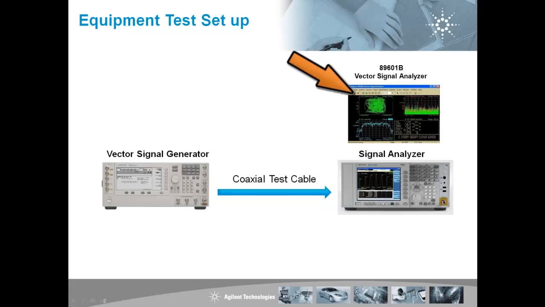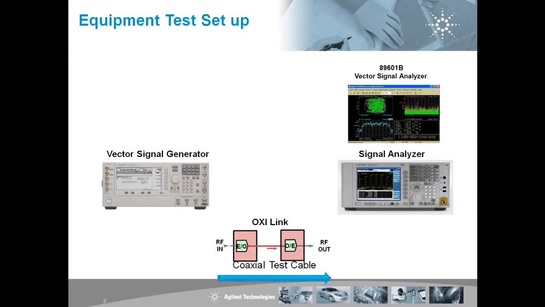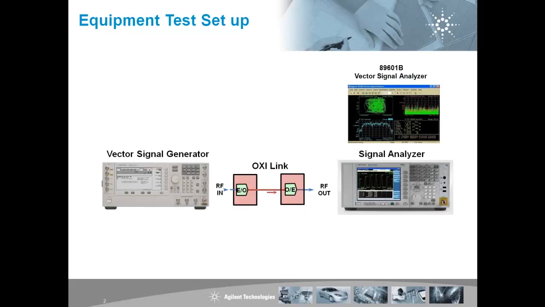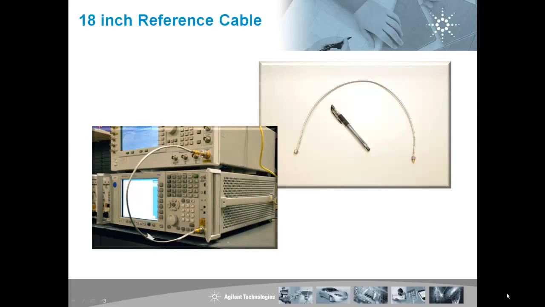signal analyzer. Let's start with a reference measurement with low loss and compare it with other cables of various qualities and lengths. Then we'll replace the coaxial cables with the OXI links using 1 kilometer of fiber and compare the difference in signal strength and quality. For our reference signal, we'll use this 18-inch semi-rigid coaxial cable. This will provide us a low-loss signal path and a good comparison for all of our other substitute cables as well as our optical link.